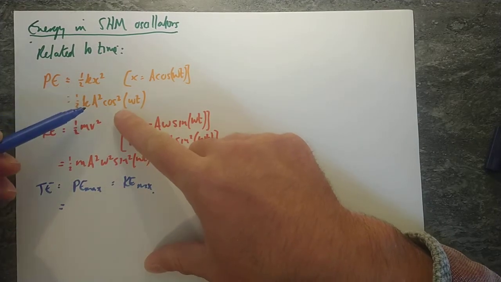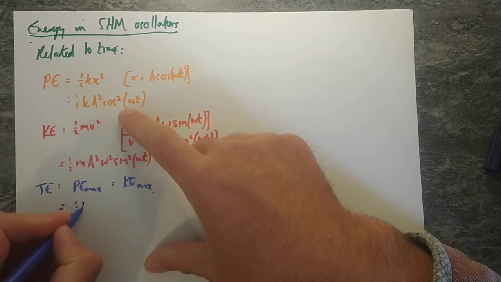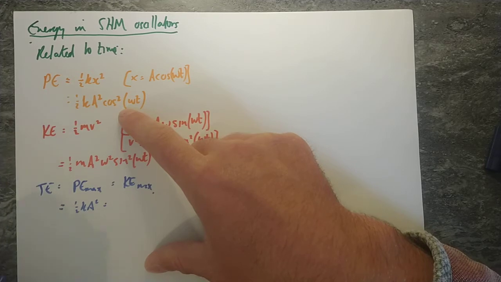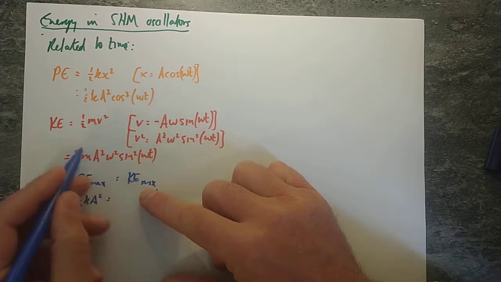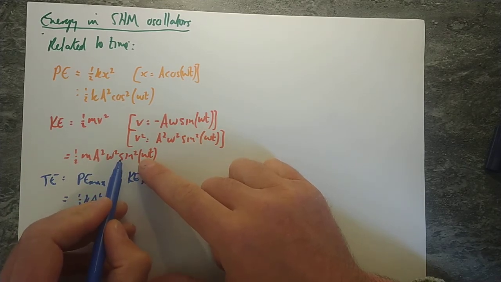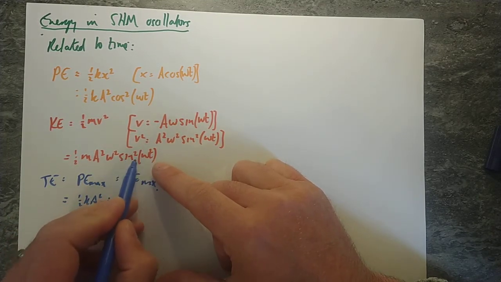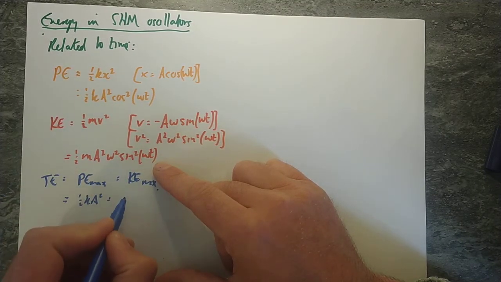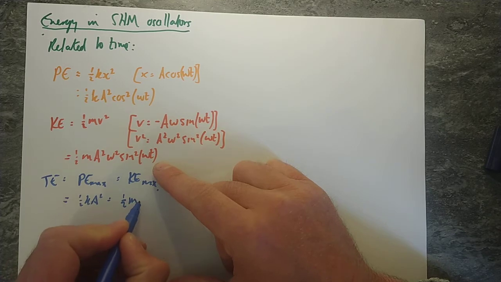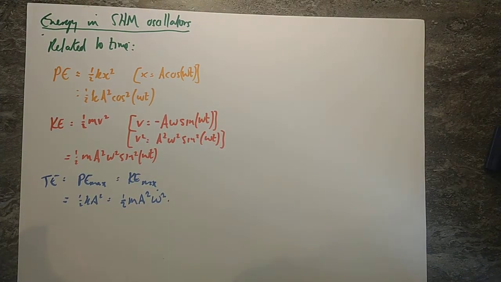So we've got to think about when this function is at a maximum, and it's a half k a squared, which is the same equation we had from the previous video. And then the KE max, well, over time, these are all constants, this is the only thing that varies with time, so sine is a maximum of 1, so sine squared is a maximum of 1, and that just drops out, so we have a half m a squared omega squared.